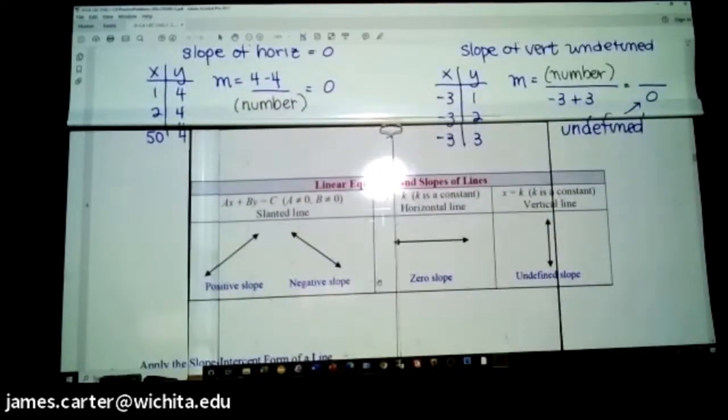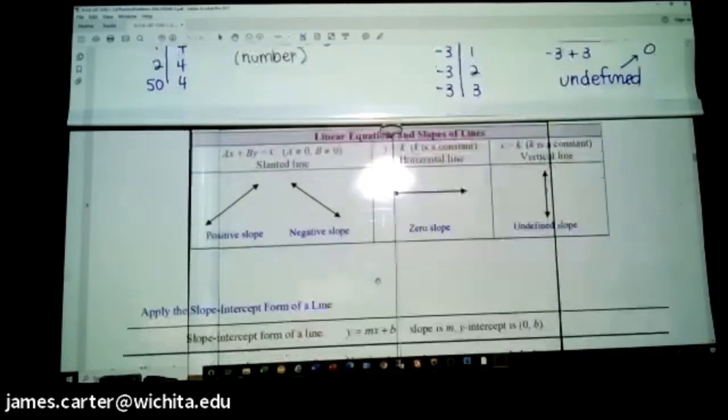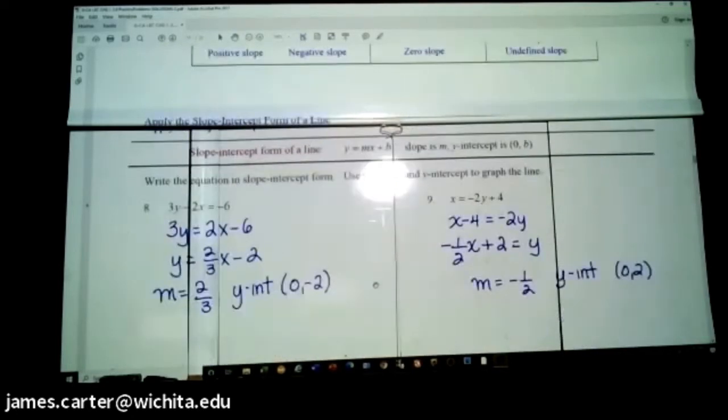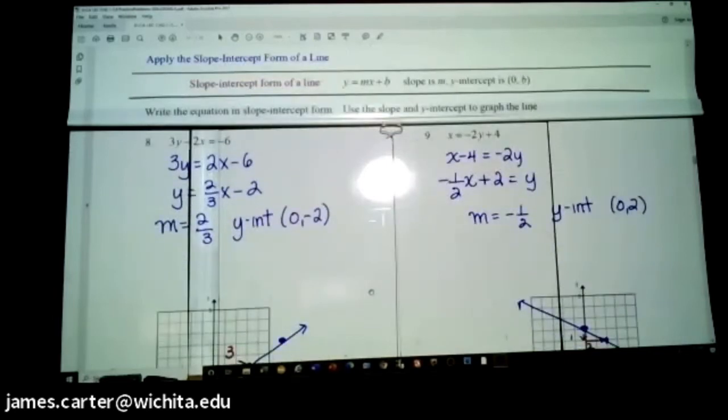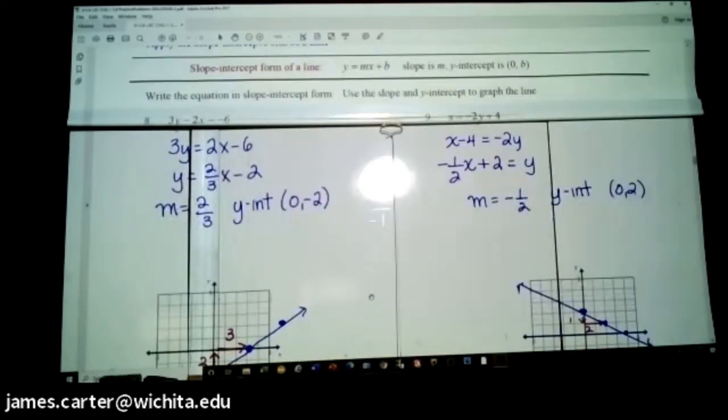Okay, notice our language here. Positive slope when you've got a positive x, negative when you've got a negative x, 0 slope for horizontal, undefined slope for vertical. Do not use the word no slope. It's not "no slope," it's not defined.